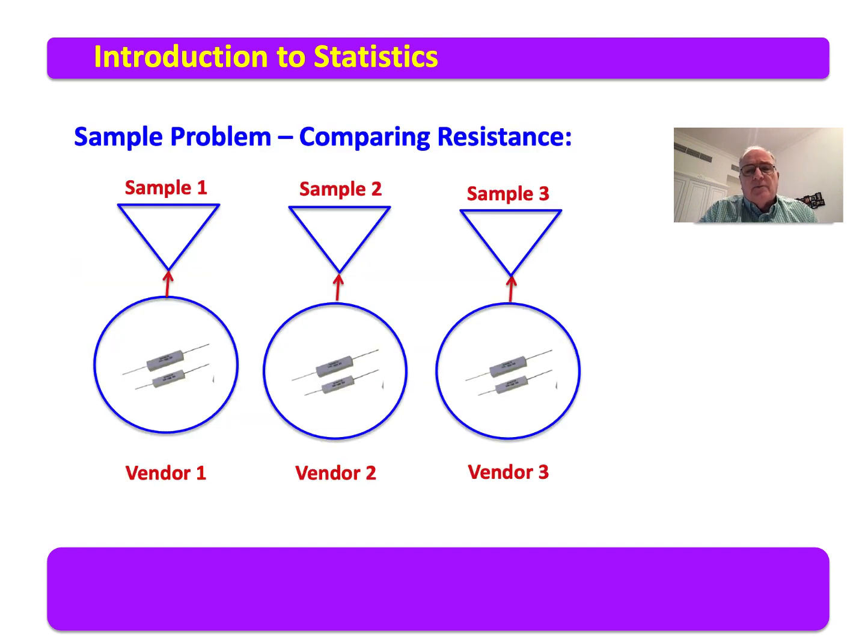Now, here's a sample problem that we're going to work in just a moment. We have resistors that are produced by 3 different vendors. Now, assuming that all other things are the same, we might be trying to find which one of these is best using a t-test or using an ANOVA. With a t-test, we compared 2. In ANOVA, we're going to compare 3 or more at the same time. So vendor 1 is independent of vendor 2, is independent of vendor 3.